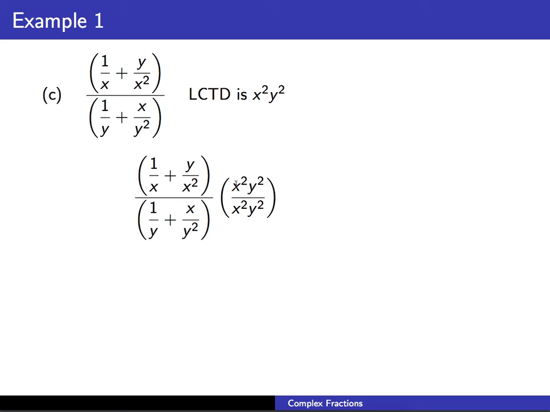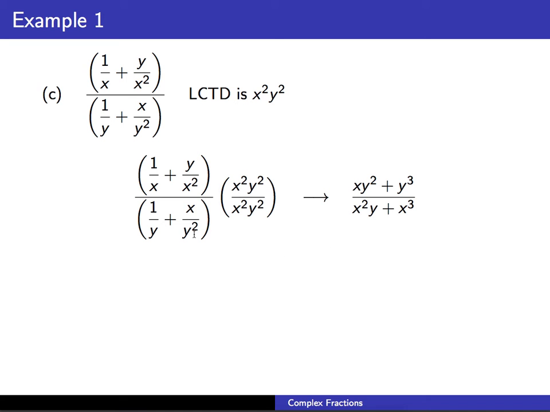This x is going to cancel out one of these x's, and we'll have xy squared. And then plus y over x squared times x squared y squared. This x squared and this x squared are going to cancel out. And then y times y squared gives us this y cubed in the upper right. Next up, bottom left, we have 1 over y times x squared y squared. This y in the tiny denominator is going to cancel out one of these y's. So in the bottom left, we'll have x squared times y.